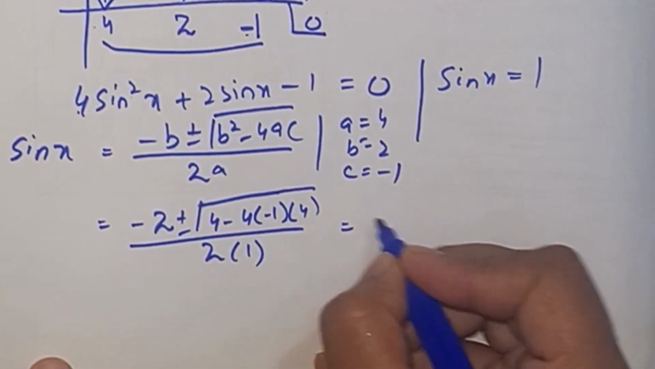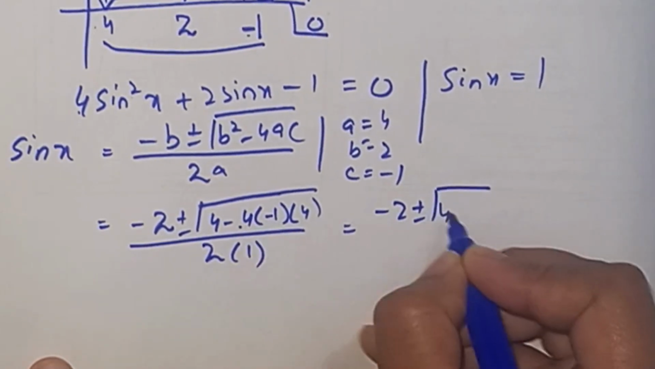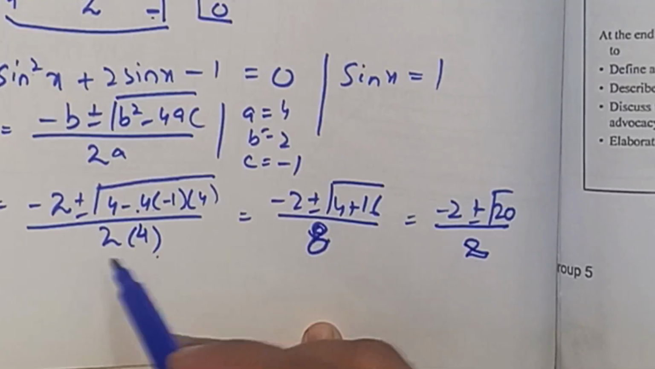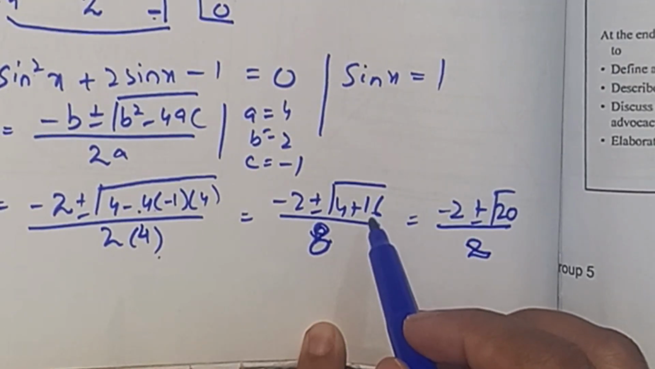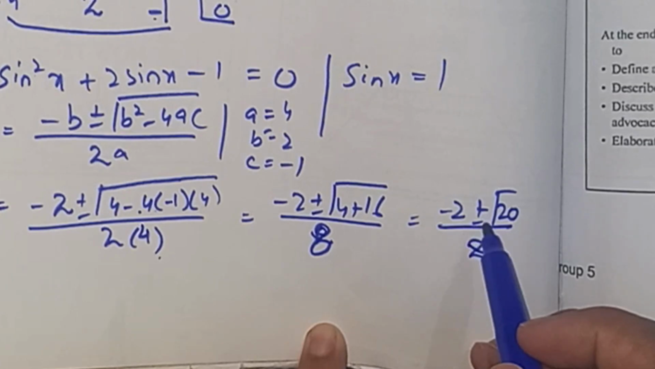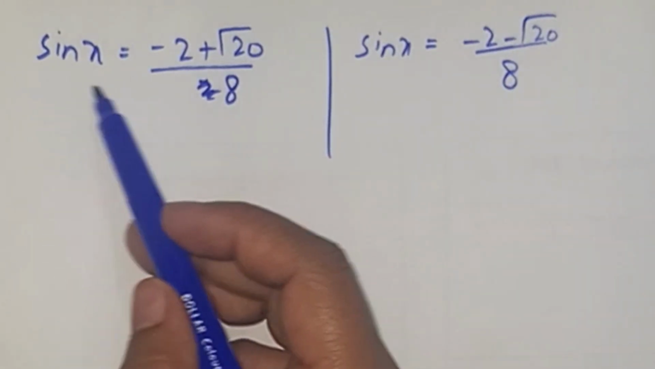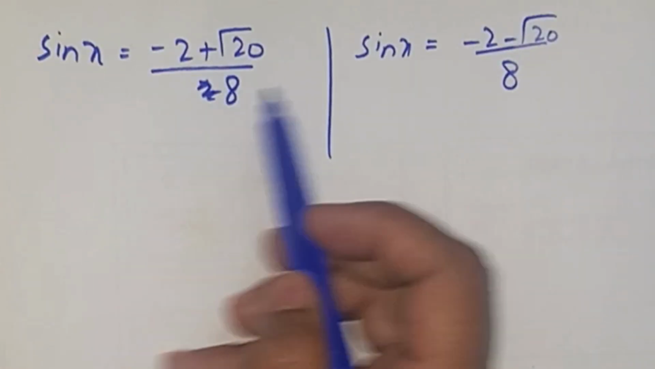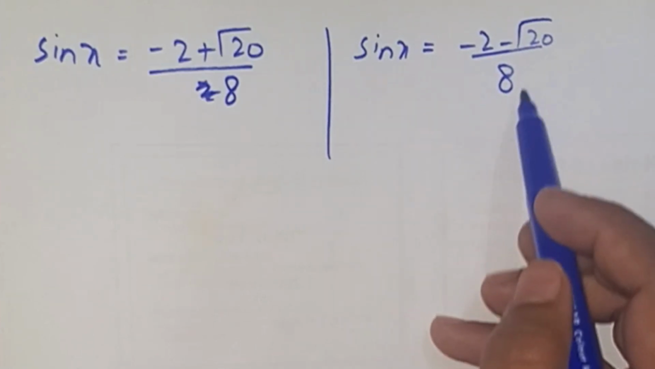So we simplify this. It's -2 ± the square root of 4, and minus minus becomes plus, so 4 times 1 times 4 is 16, over 2 times 4, which is 8. Now 4 plus 16 is 20, so we get -2 ± the square root of 20 over 8. So we get the two answers for sin x: the first is sin x = (-2 + √20)/8, and the second is sin x = (-2 - √20)/8.